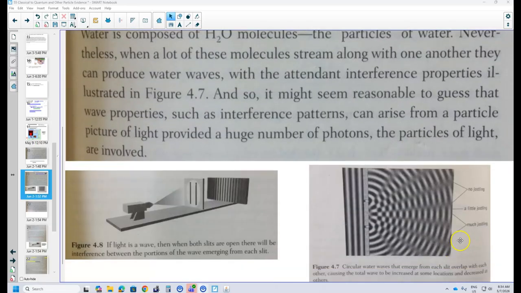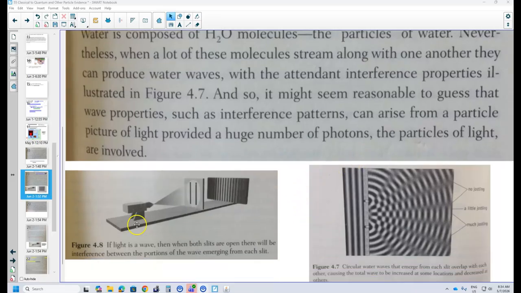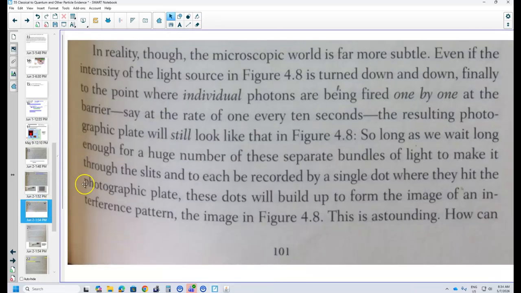So there's the water waves interference patterns. And so it might seem reasonable to guess that wave properties such as interference patterns can arise from the particle picture of light, provided a huge number of photons, the particles of light, are involved. But it's not really that, right? In reality, the microscopic world is far more subtle and weird.